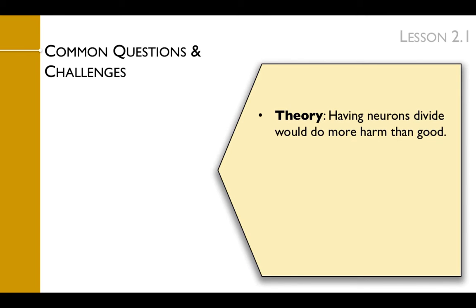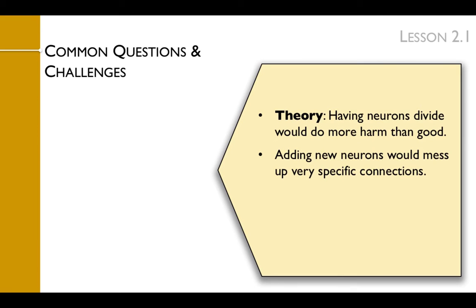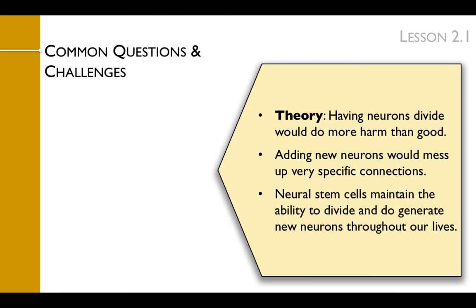Each neuron has a specific place in our nervous system, so its job is all about taking signals from one place to another. So adding new neurons would mess up these very specific connections in a very complex system. So we trade off the ability to repair our neurons in order to avoid messing up these precise connections. Additionally, we used to think that people were born with all the neurons you were ever going to have and never generated new neurons, but neuroscientists have discovered that certain areas of our brain contain neural stem cells that maintain the ability to divide and thus generate new neurons throughout our life. This is another great example of how science is constantly discovering new things.